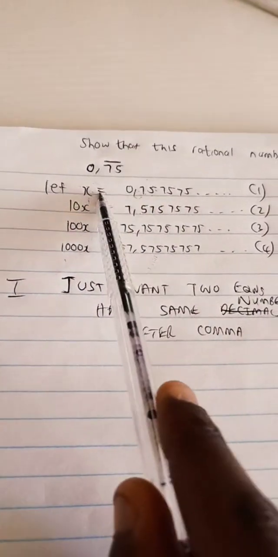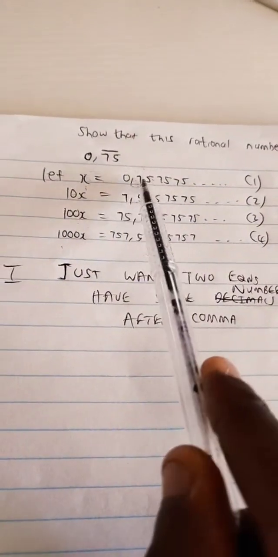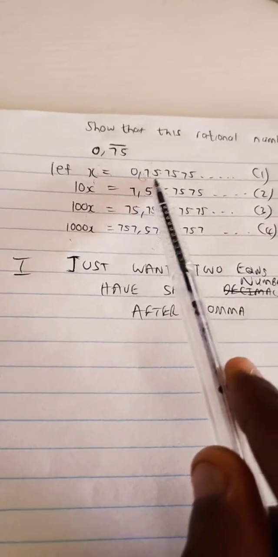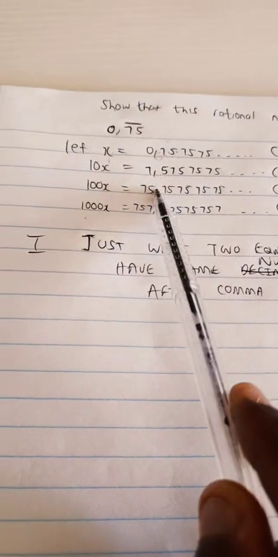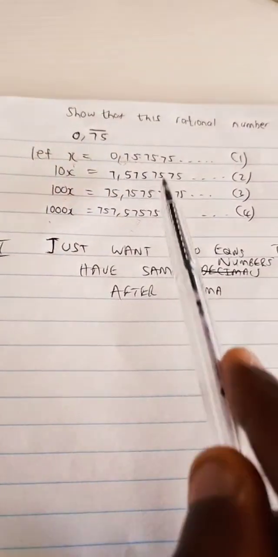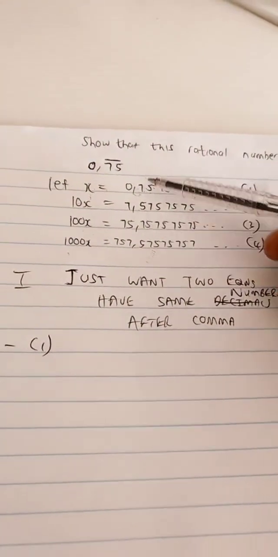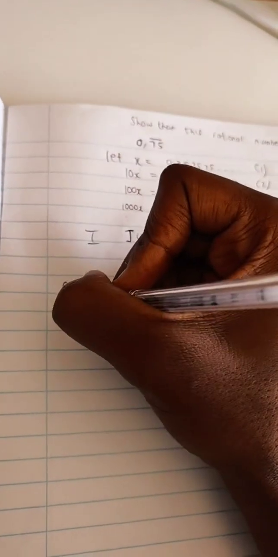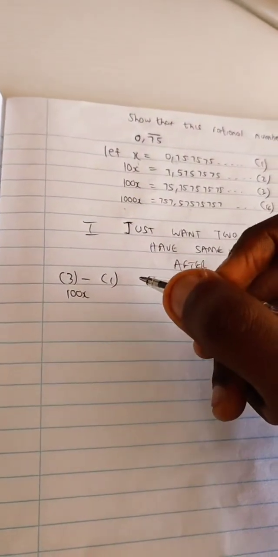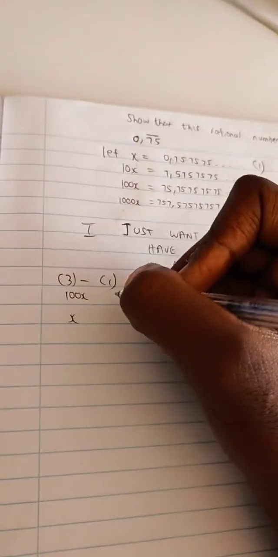Look at this. If you look at equation 1, I could take equation 1, 7.5 after the comma. Which else has 7.5? This one doesn't have 7.5. This one has 7.5. So these 2, 1 and 3, I could take. Let me just show you that. So 1 and 3, and we're going to say equation 3 minus equation 1. We take the big one minus the small one. So in other words, that means 100x over this x.